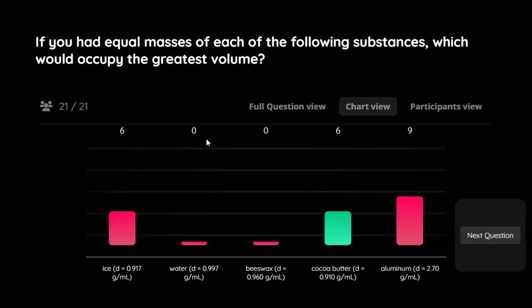Now, remember that density shows an inverse relationship between the mass and the volume. If I've got a high mass and a high volume, density evens itself out. If my volume increases, then my density is going to have to decrease, and vice versa. So if I have equal masses of all of these, the one with the greatest volume is going to be the one that takes up the most space, the one that has the lowest density: the cocoa butter.